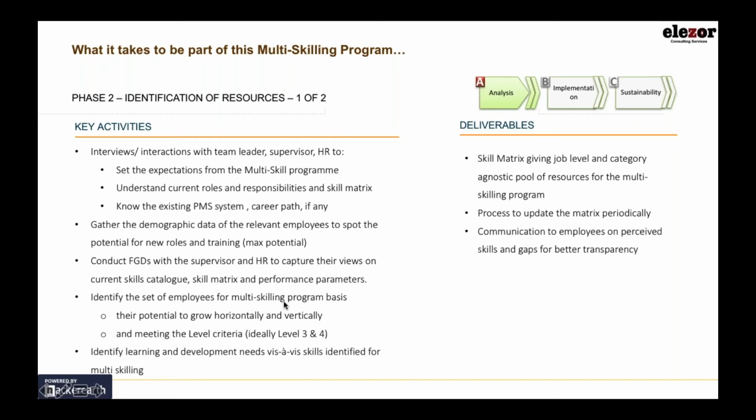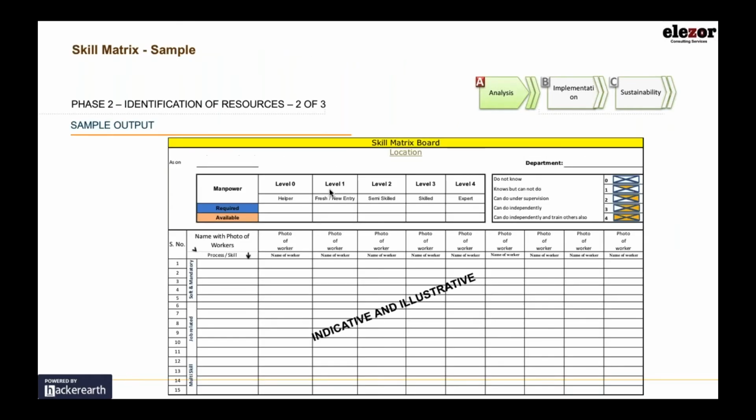The people who will undergo this multi-skilling program will have to have a level of 3 and 4 to be eligible for multi-skilling training. So multi-skilling training has to be imparted to people who meet level 3 and 4. People who are at level 1 and 2 will not be eligible for this program, because it is too early for them to even undergo the multi-skilling program, because they have not acquired even one major skill to perform. Okay, so that's what it is in the identification of resources, and we develop a skill matrix here.